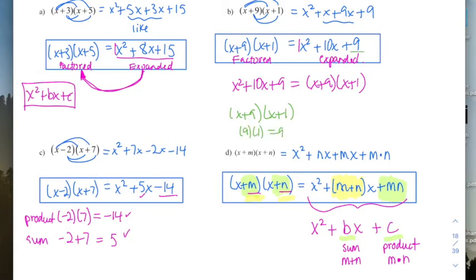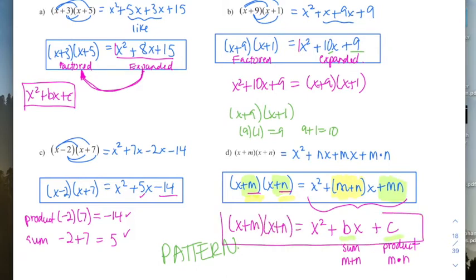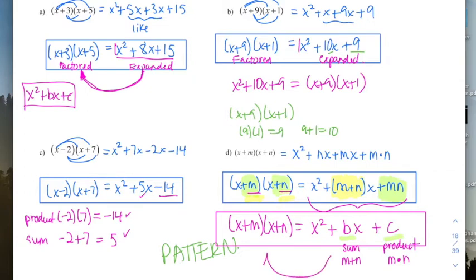That ends up being my c term. And 9 plus 1 equals 10, which is my b term. So I'm beginning to see what we want, a pattern. Okay, and what that should help me do is be able to take a binomial and rewrite it this way. So we're going to use the pattern to help us rewrite our polynomials.